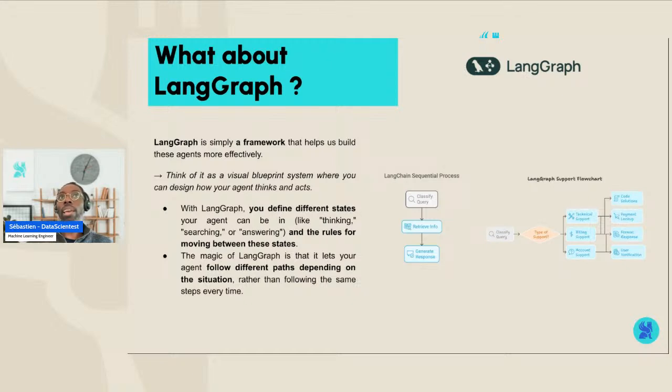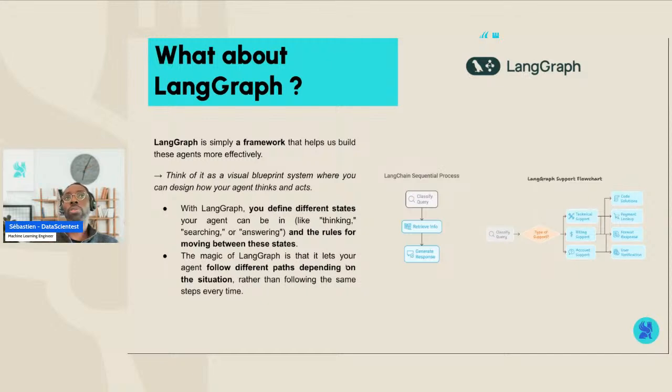Your agent can be in thinking, searching, and answering states. So these are the states through which the agent will go. And you will also define the rules for moving between states. So you will have states that will be automatically managed by the framework. The agent will move from one state to another, and for moving from one step to another, you will follow the rules that you define. So this gives a bit more control over the different workflows that you want to establish.